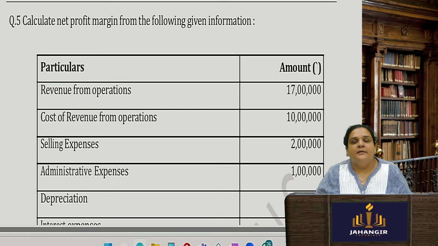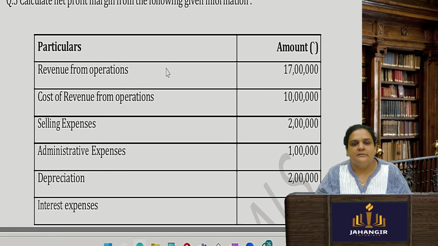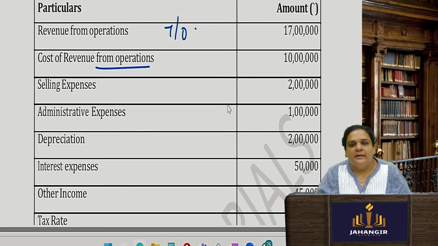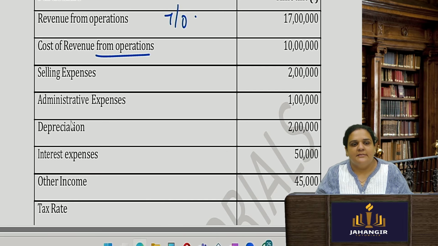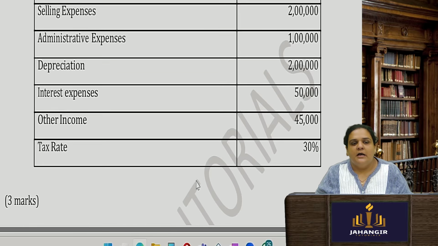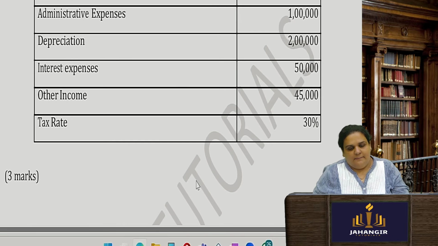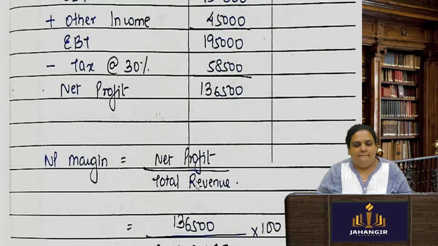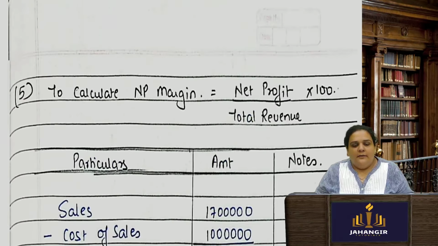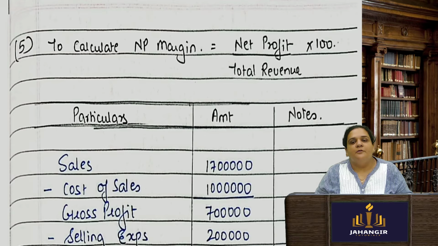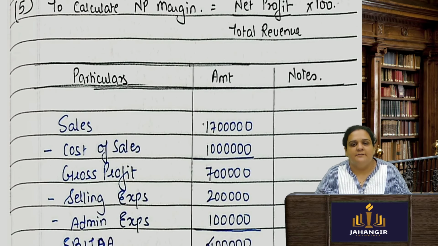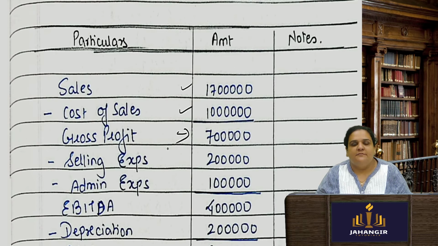Calculate net profit margin from the given information. Revenue from operations, that is sales, turnover. Cost of operations, 10 lakhs. Selling expenses, administrative expenses, depreciation, interest, other income and tax rate is 30%. Okay. Net profit margin is net profit upon total revenue. Sales is 17 lakhs given. Cost of sales 10 lakhs. Gross profit is 7 lakhs.